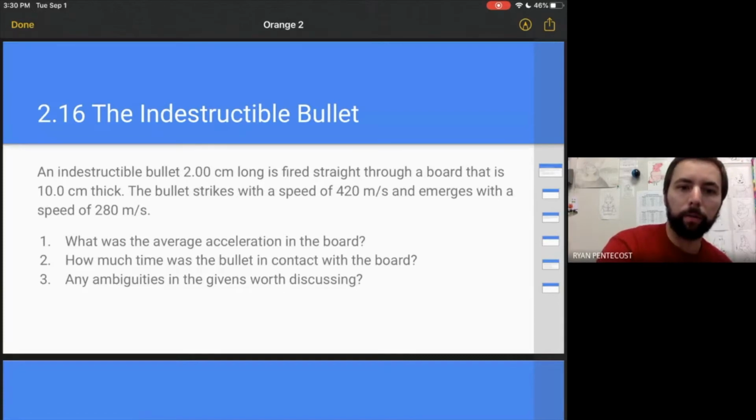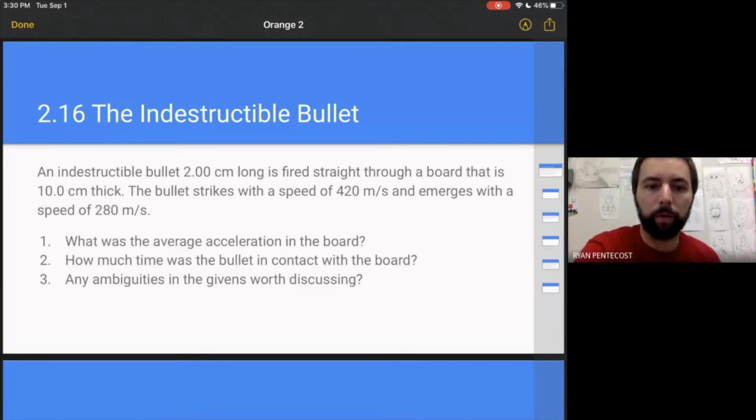An indestructible bullet, 2 centimeters long, is fired straight through a board that is 10 centimeters thick. The bullet strikes with a speed of 420 meters per second and emerges with a speed of 280 meters per second. What was the average acceleration on the board? How much time was the bullet in contact with the board? And are there any ambiguities in the givens worth discussing? So we'll do these in order.